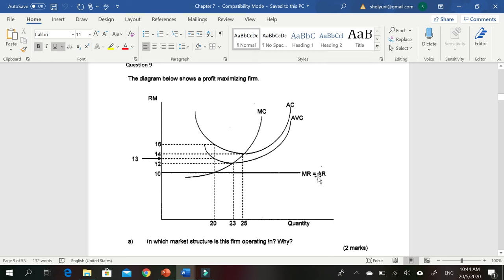Tapi, you cannot answer because price is constant. Why? Because in the question, tak ada price. Even though you know this MR equals to AR equals to price, you tak boleh kata price. Sebab dalam soalan tu, dia tak tulis price. So, you tak boleh jawab something yang tak ada dalam soalan. And you tak boleh cakap because demand is perfectly elastic. Tak boleh juga because tak ada ditulis dalam ni, walaupun you tahu this is demand curve also. So ingat pesan saya tu.